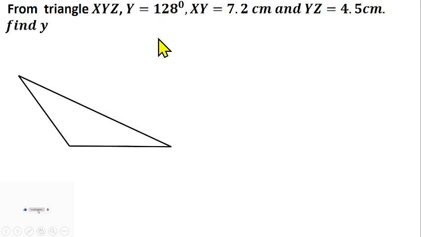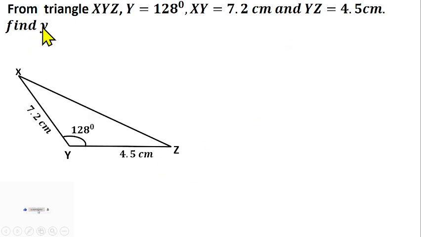It's 128 degrees. So I can label this triangle X, then this will be Y, then this will be Z, based on the triangle XYZ. Then this angle here will be 128 degrees, which is an obtuse angle. Then XY will be 7.2 centimeters. Then YZ is 4.5 centimeters.